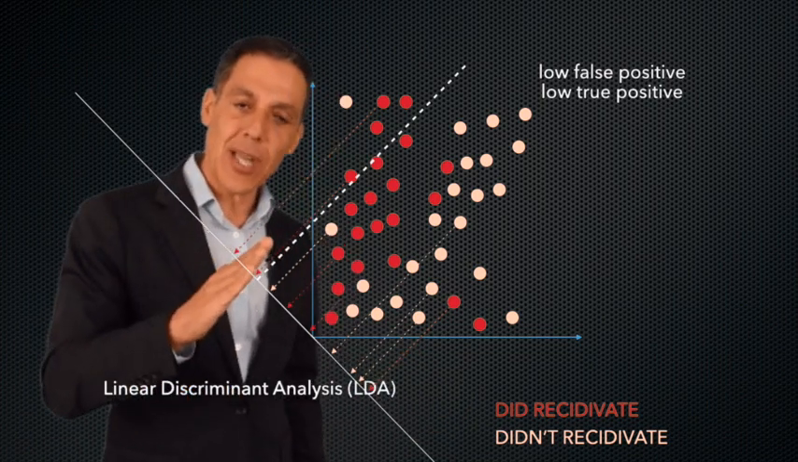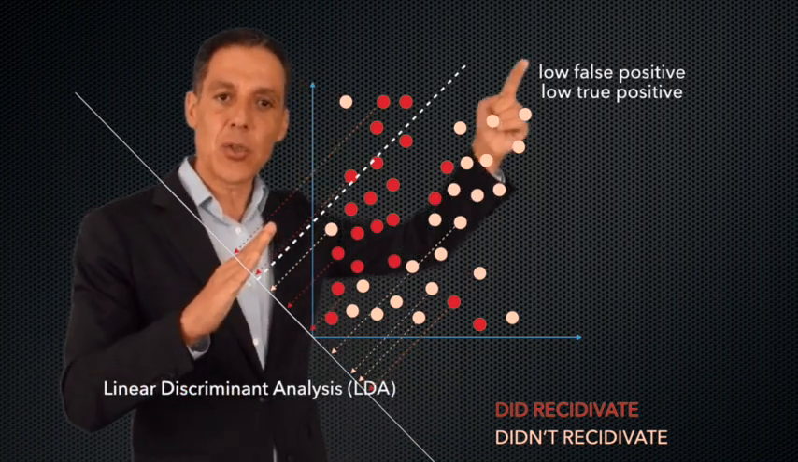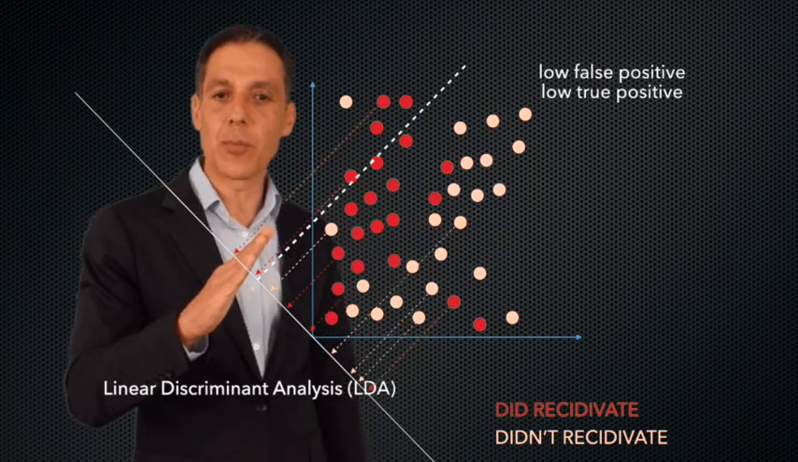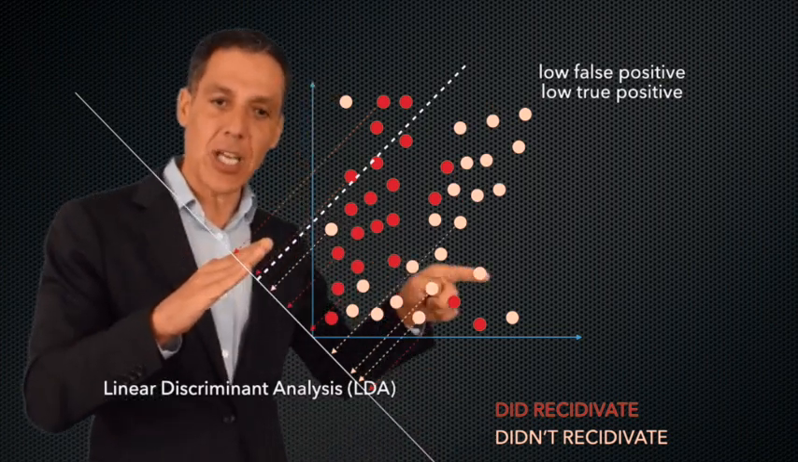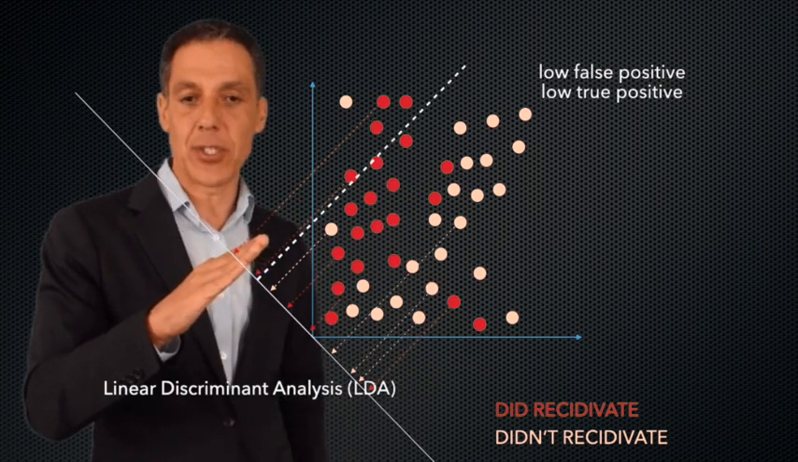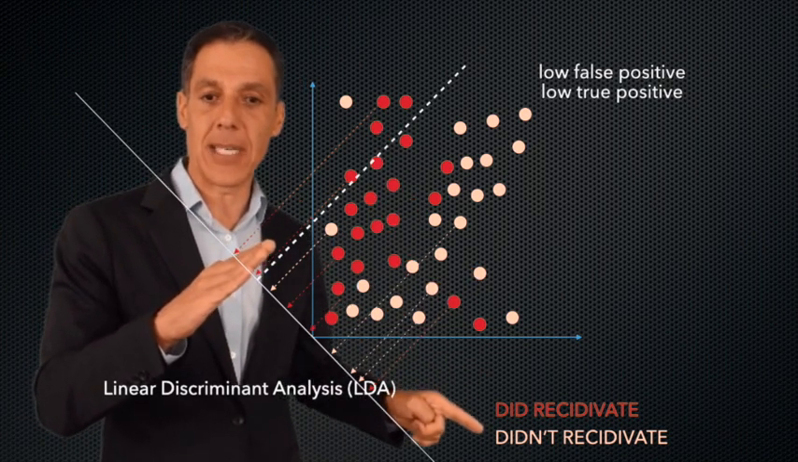So let's say I drew the line here. This will lead to a low false positive and a low true positive. What do I mean by that? A false positive says that I take a yellow dot and I predict you as recidivating. I falsely accuse somebody of being high risk.